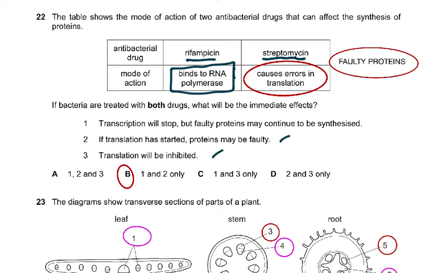Translation will be inhibited. So you have to understand both the drugs, and what do both the drugs do? One binds to RNA polymerase and one causes errors in translation. So the answer to this was 1 and 2. Why? Because it is going to result in faulty proteins. So this was the answer to 22.